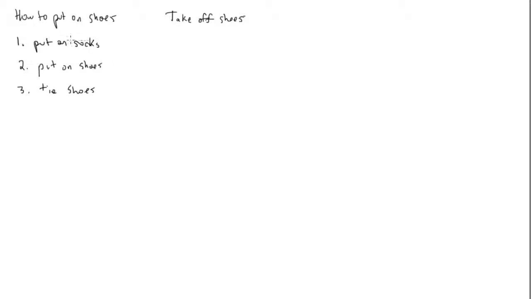Well, in addition to undoing each of the operations that I did over here, I tied my shoes, so I need to untie my shoes. I put on the socks, so I need to take off the socks, and I put on the shoes, so I need to take them back off. Well, the order that the operations go in here also matters. The first step is to actually undo the last step.